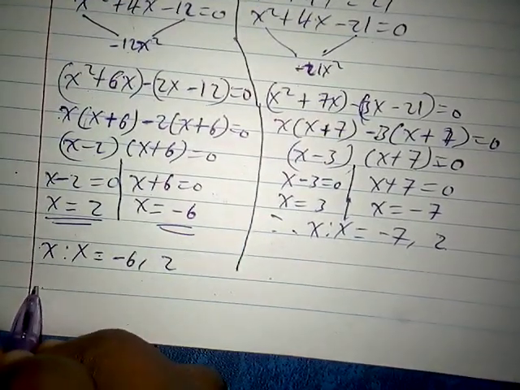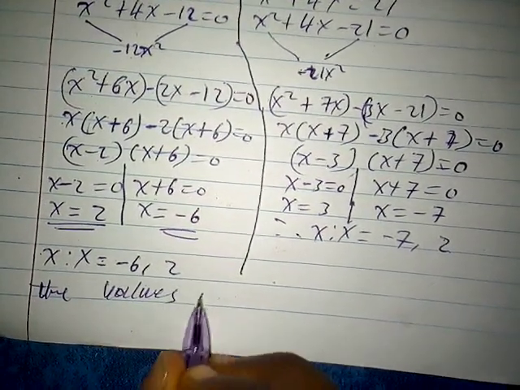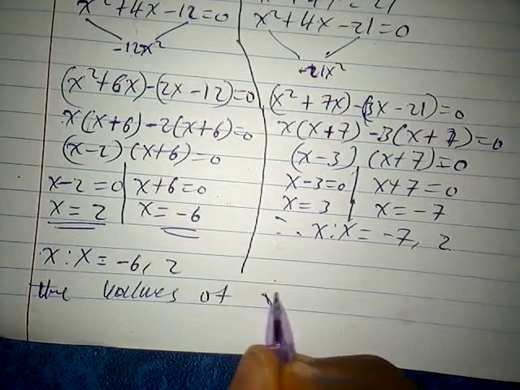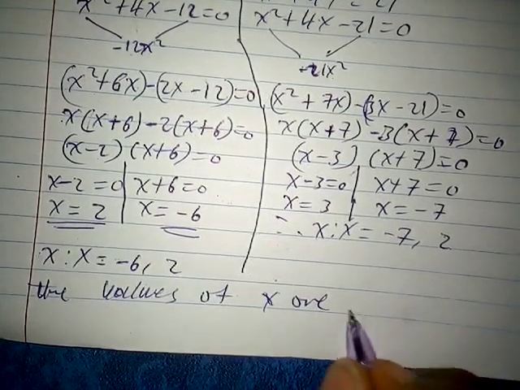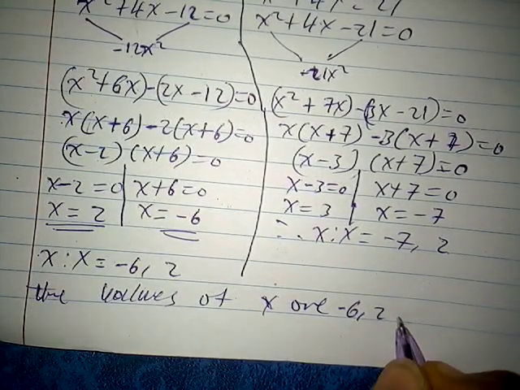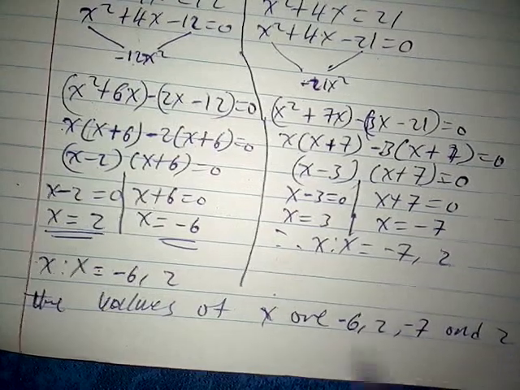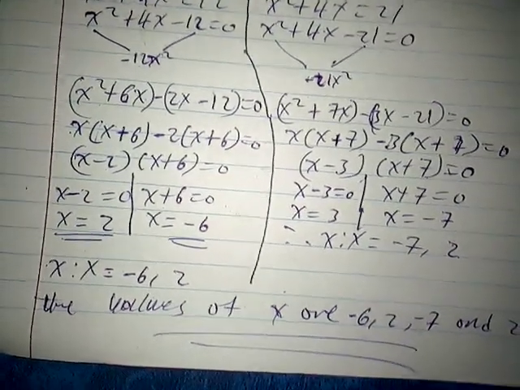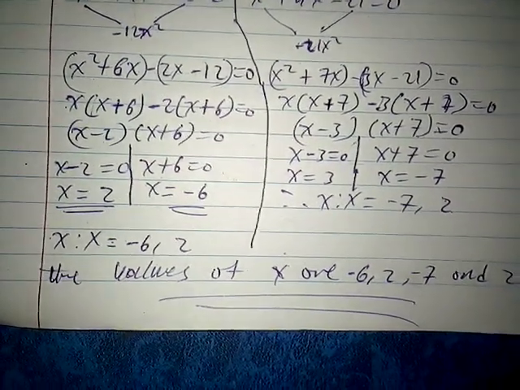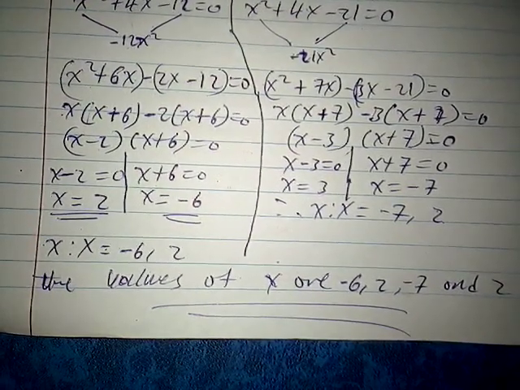So, what are we going to do? We say the values of x are what? Minus 6, 2, minus 7, and 3. These are your answers. The values of x are what? Minus 6, 2, minus 7, and 3.